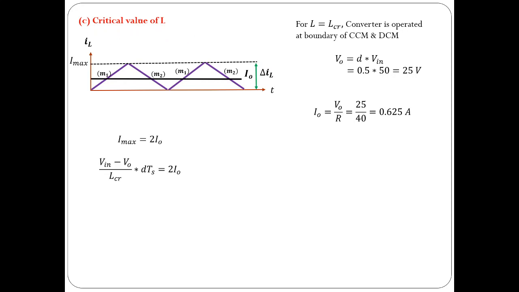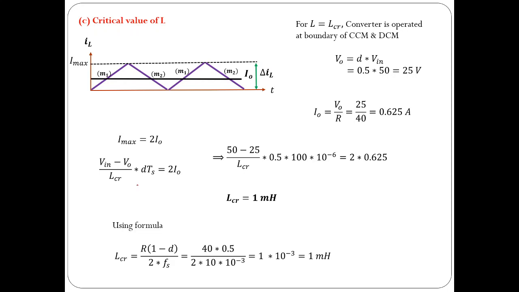So from this, you can find out what is the value of L. How? So we know I max is equal to 2 into I naught, right, for boundary condition. So what is I max? That is V in minus V naught by LCR into DTS, which is equal to 2 into I naught. So D is known, TS is known, 2 is known, I naught is known. So all of them are known except LCR. So substitute them and find out the value of LCR, which is equal to 1 millihenry. This is one way of solving problem.